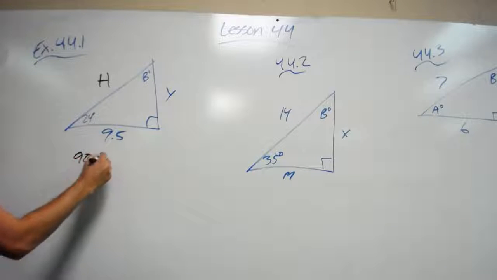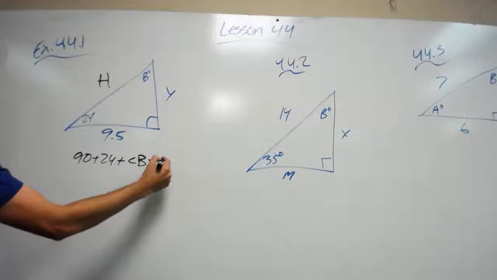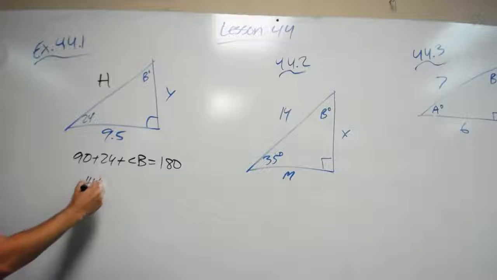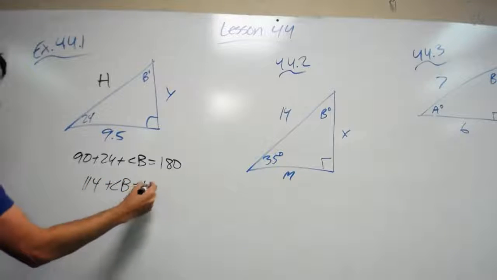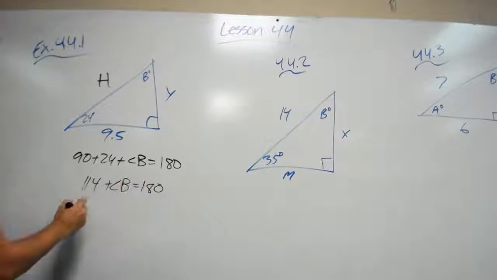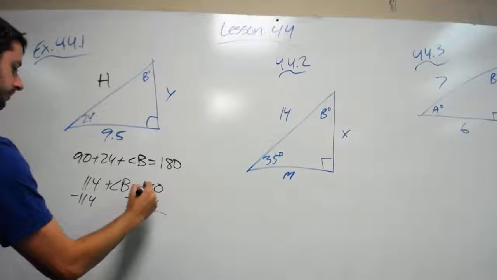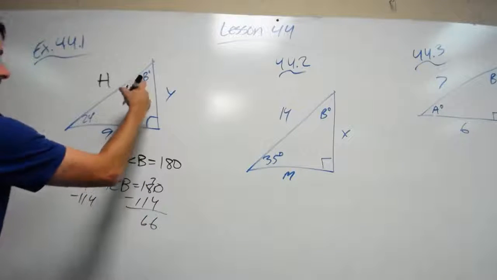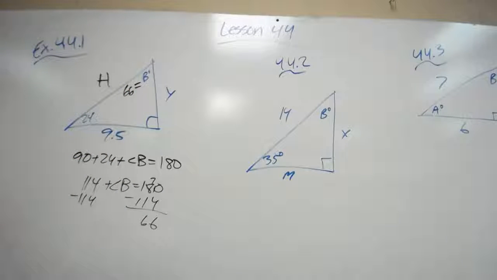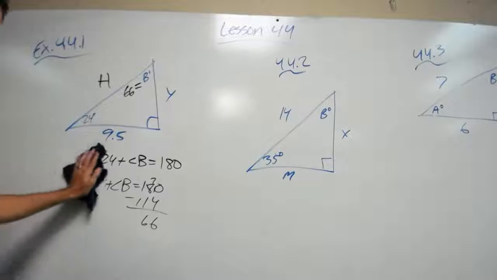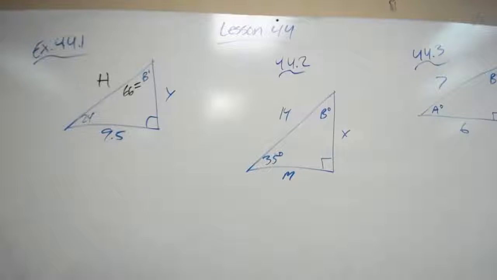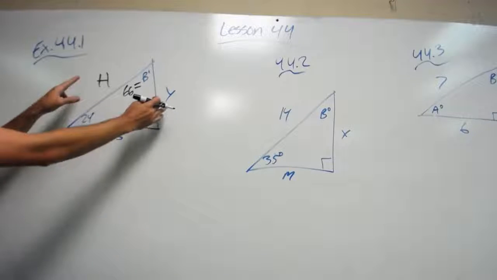90 plus 24 plus angle b equals 180. 90 and 24 would be 114 plus angle b equals 180. Subtract 114. You get 66 for angle b. And these two angles are also complementary as well. If you have two sides in a right triangle, you could solve using Pythagorean theorem. But if you have two angles, you could solve using triangle sum theorem. So now we just got to solve for h and y.